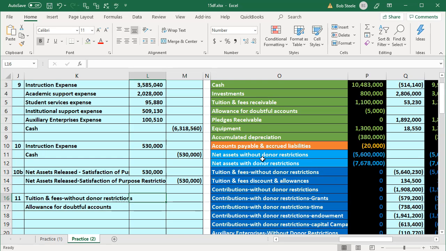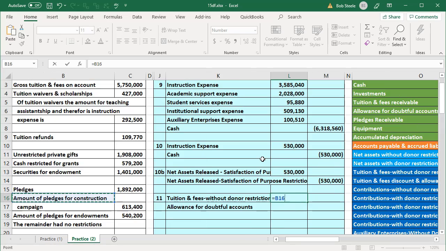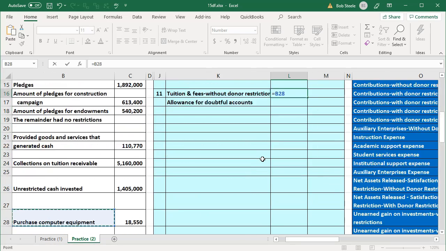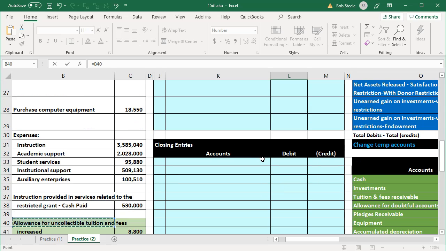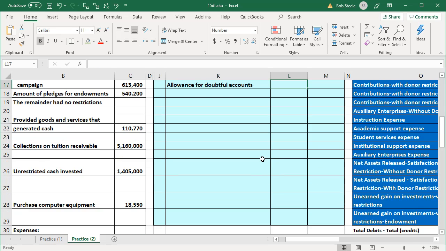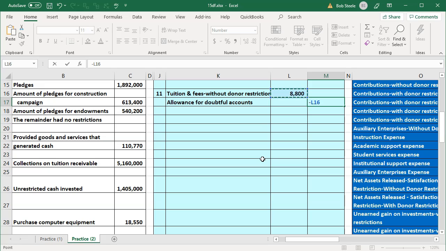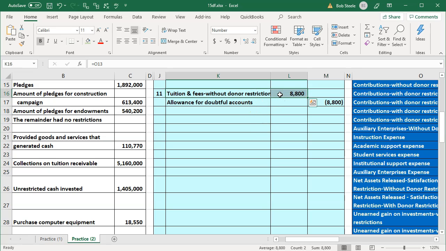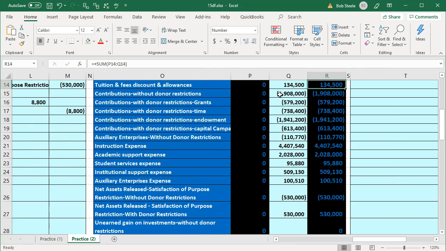This top part is the thing that will be different than a typical transaction for a for-profit type of organization using the allowance method. Then we're going to scroll down. We're going to pick up the amount down here in this green area, which is going to be that 8,800. That'll be the debit. That'll be the credit. We'll post this out then. Here's the tuition and fees without donor restrictions. That's going to be over here.